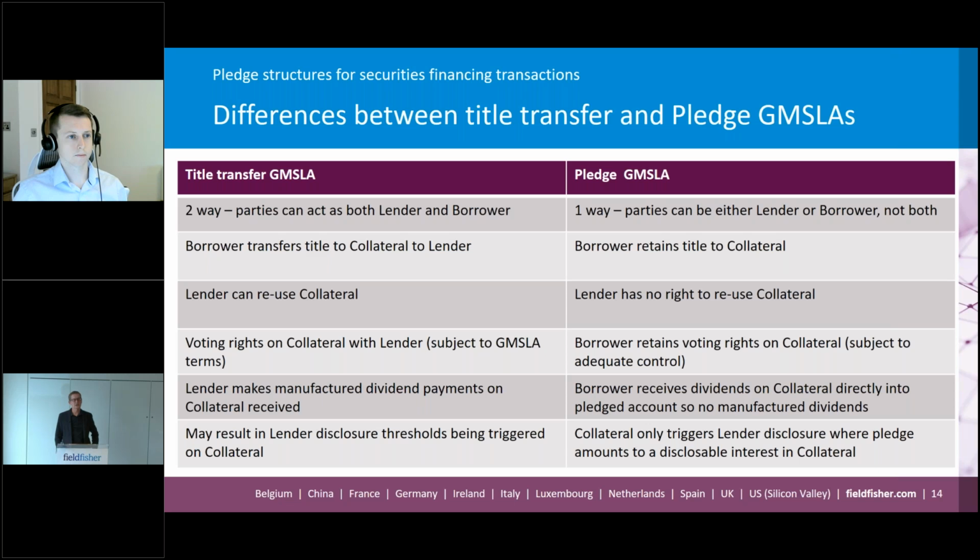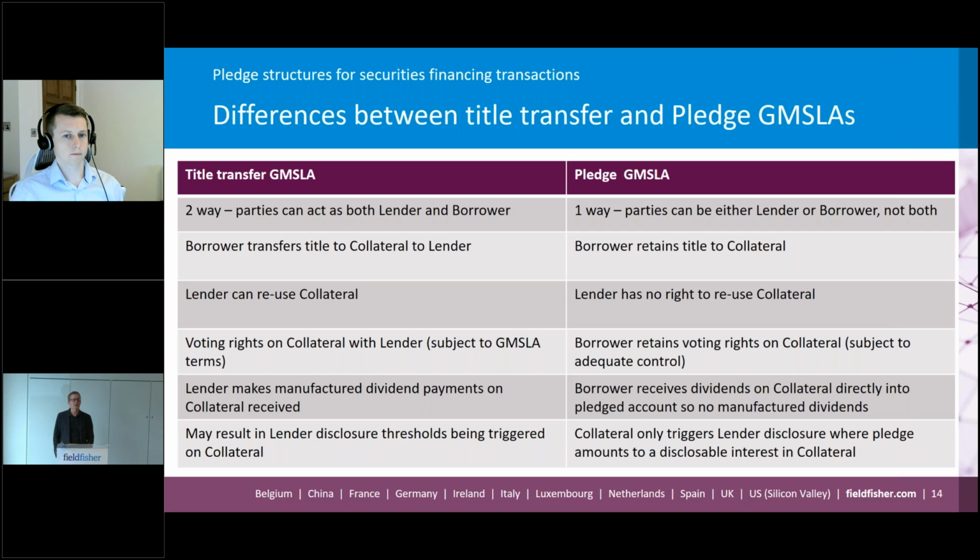The first thing to note is that the pledge GMSLA is a one-way document. It assumes that one party is lender and one party is borrower, and there's only one pledgor. It can be done on a two-way basis, as the title transfer GMSLA and GMRA and so on do. But in practice, we only really see it used other than on a trade-specific basis where it's worthwhile to do so, which tends to be where you've got a big lender. The lender might be an insurance company or a pension scheme, sitting on piles of long equities, earning an additional spread by its custodian lending those out on its behalf as agent. In that context, it can be worthwhile putting this structure in place.